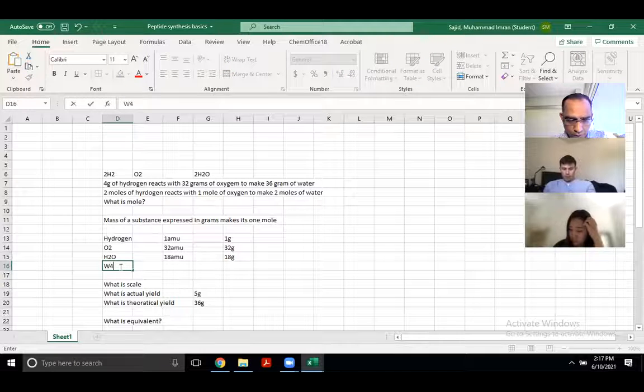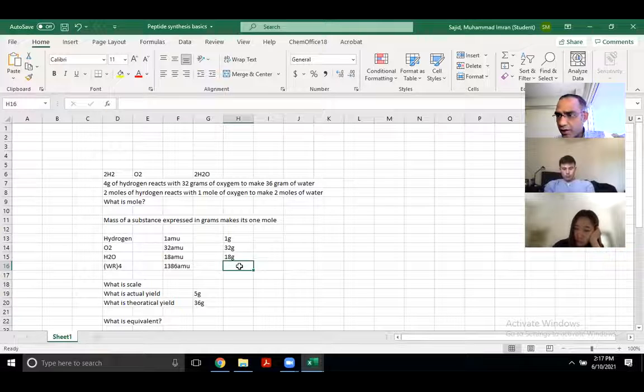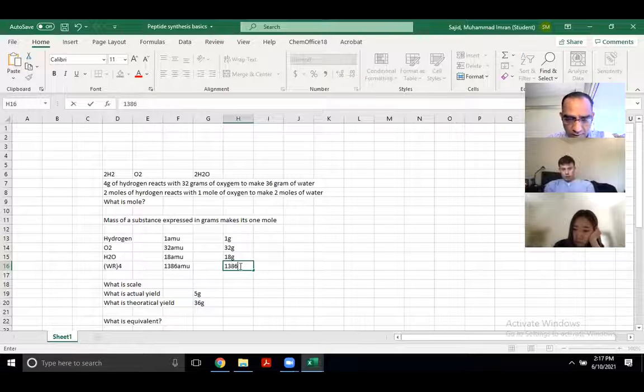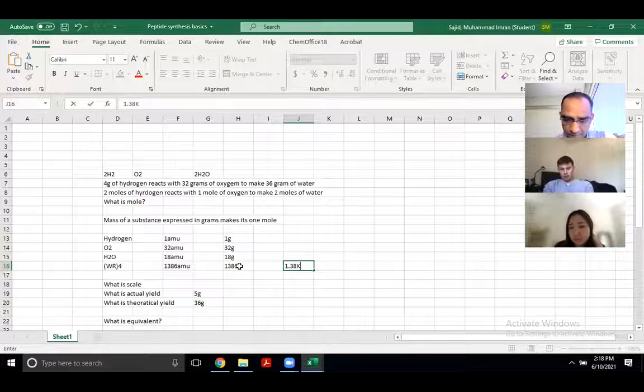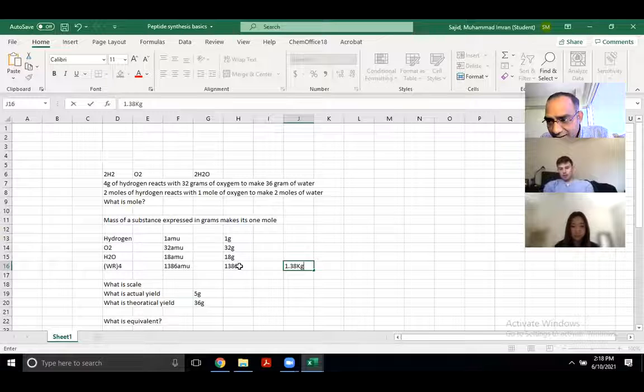So WR4, that was my peptide actually, and the mass was 1386 AMU. I'm just asking how much should I get the mass of W4R4 to be? 1386 gram. That is what I wanted to hear. Is it a big amount or small amount? Big amount. How much in kg? 1.38 kilogram. Can you hold it in your hand?